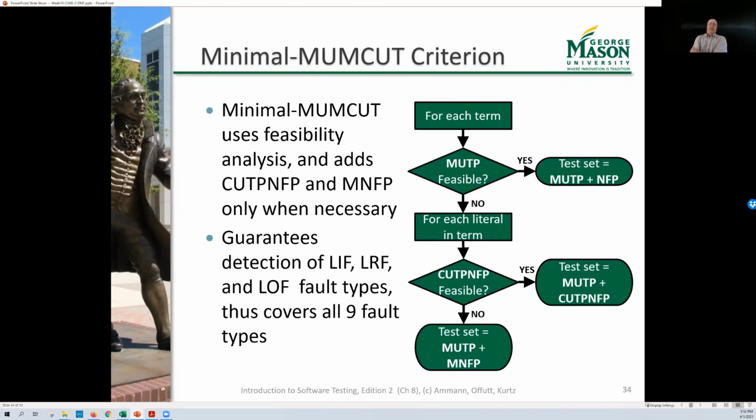is the even weirder name, minimal MUMCUT. In minimal MUMCUT, what we're going to do is ask, is MUT-P feasible? If MUT-P is feasible, then we'll use MUT-P and CUT-P and FP, multiple unique true points and near false points. If MUT-P is not feasible, then is CUT-P feasible? And if it is, we'll use MUT-P and CUT-P. But if it's not, then we'll use MUT-P and multiple near false point coverage. And if we carry out this flowchart, we're guaranteed to find all of the different fault types that we can have in DNF predicates.